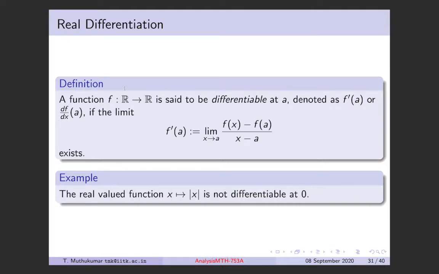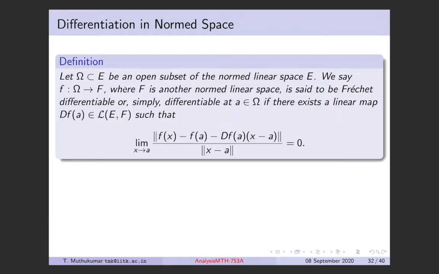In fact, you can find functions which are nowhere differentiable and so on. We will see it sometime later in this course. So this is the notion of differentiation on the real line, and we want to generalize this notion to the complex plane. Before we do that, let's look at the generalization of differentiation to normed linear spaces. This is called the Frechet derivative. So this is the notion of differentiation in a normed linear space.